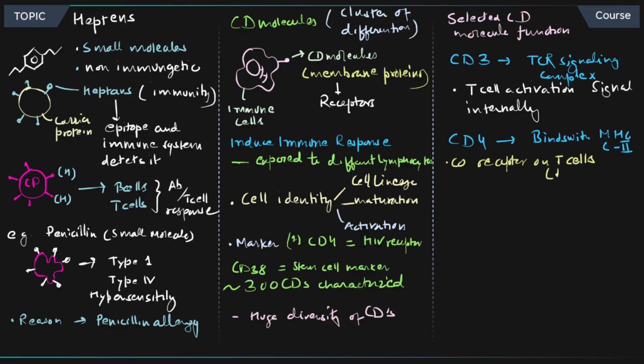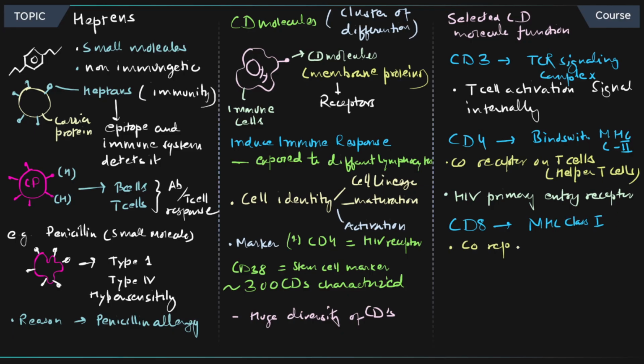Next is the co-receptor on T cells. This is the receptor which is present on T cells, specifically on helper T cells. The HIV primary entry receptor is CD4. I told you earlier, right? So CD8, MHC class 1. CD8 is the MHC class 1 receptor. It is going to bind with MHC class 1. It is the co-receptor for cytotoxic T cells.